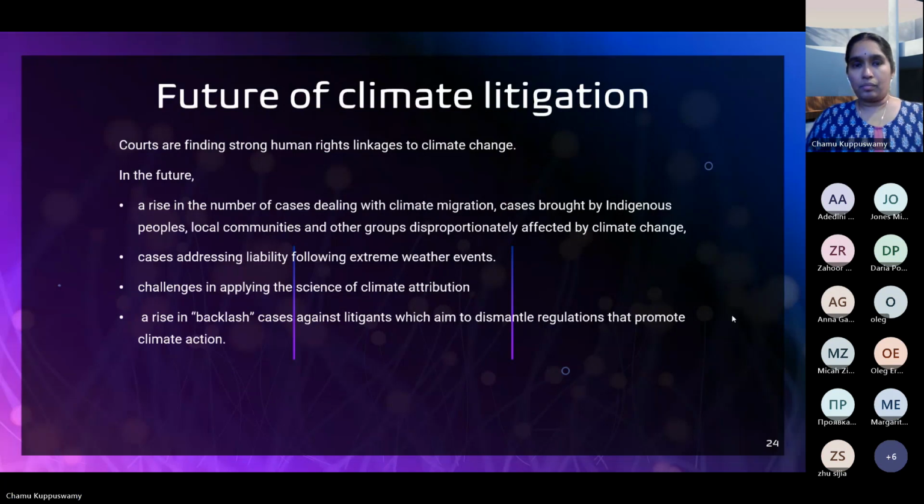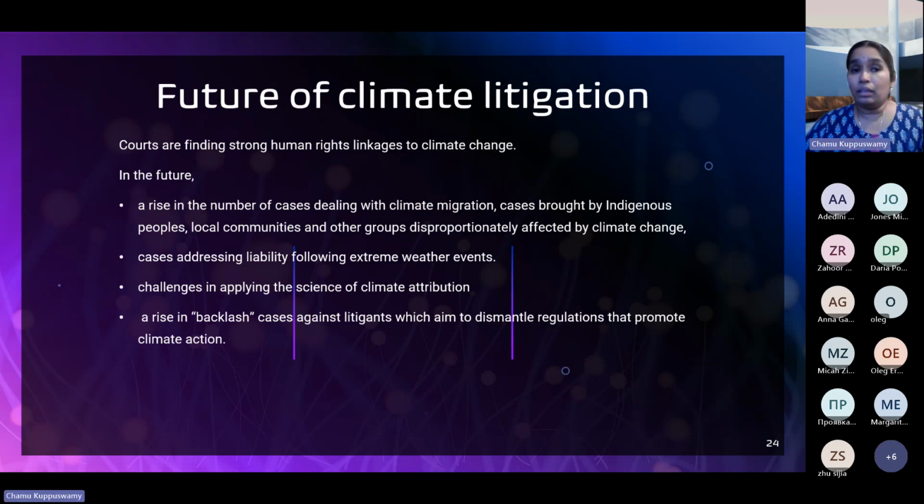Right. So where do we see the future of climate litigation? This theme of finding strong human rights linkages to climate change, I think, is going to continue. That's also what the UNEP 2023 edition of the Climate Litigation Review says. What can we expect to see in the future?